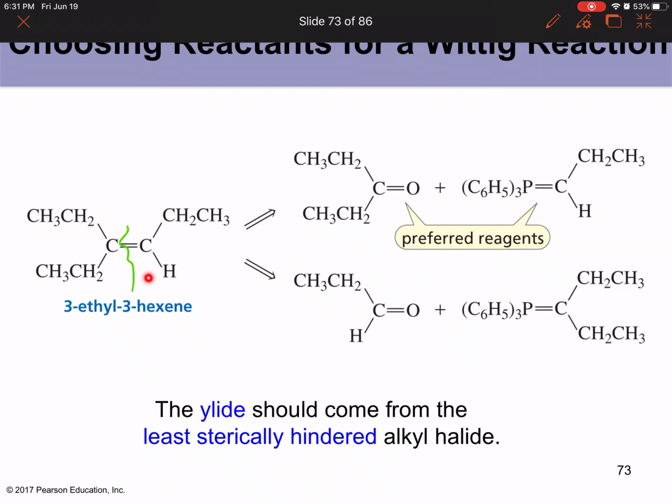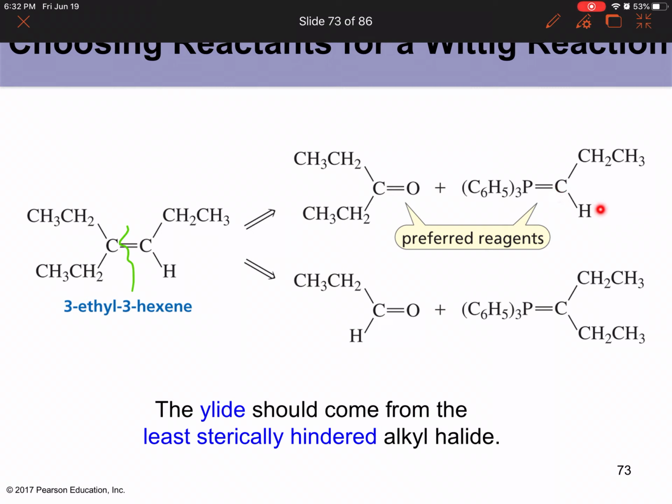Also, we can consider that the carbonyl group comes from this side. If that is the case, this is the carbonyl group, and this side comes from the Wittig phosphonium ylide, which is this one. Now we have two sets of reagents, either this carbonyl compound and the phosphonium ylide, or this carbonyl compound and the phosphonium ylide. So how do you pick which one we need to use? The ylide should come from the least sterically hindered alkyl halide. Which one is the least sterically hindered alkyl halide? Remember, this part comes from the alkyl halide. Right? Remember, phosphorus is going to attack the carbon and then lose the halogen.